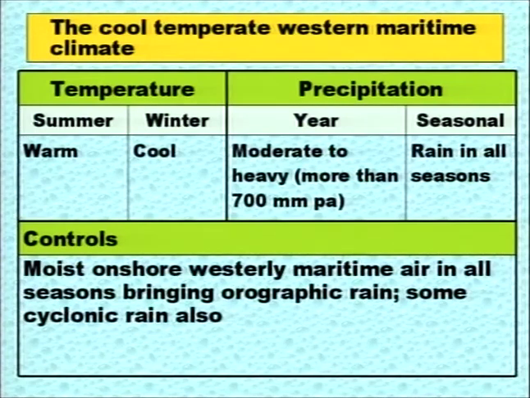The important controls of this type of climate, the cool temperate western maritime climate, are the moist onshore westerly maritime air in all seasons, bringing orographic rain to most parts of those selected areas that we have looked at. There is also some cyclonic rain that occurs as a result of the meeting of those two different air masses. Okay, I'll give you time now to make note of the summary.